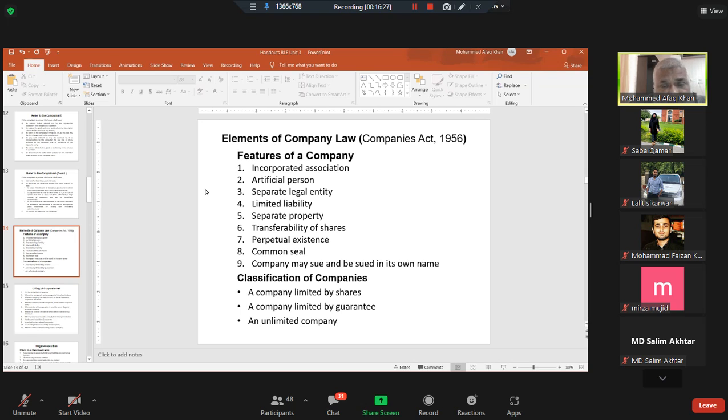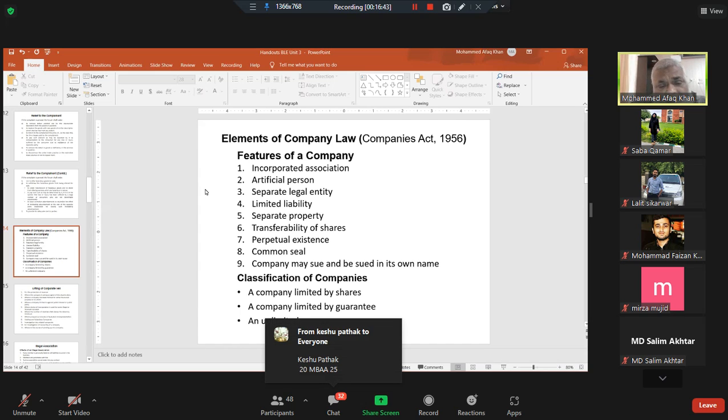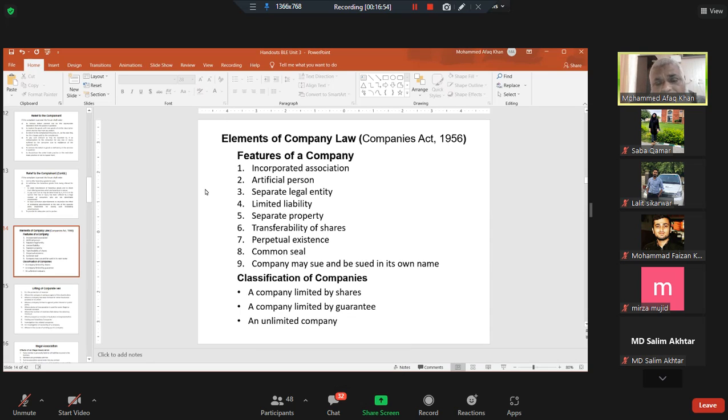Then we have separate property. The company has a separate property which is distinct from the property that's owned by the members of that association or company. Members may contribute their share or their capital to the company, and they are entitled to receive the profits generated according to the proportion in which they contribute their capital. But although they contribute their initial capital for the formation of the common stock of the company, they do not have any right to the property that is owned by the company.